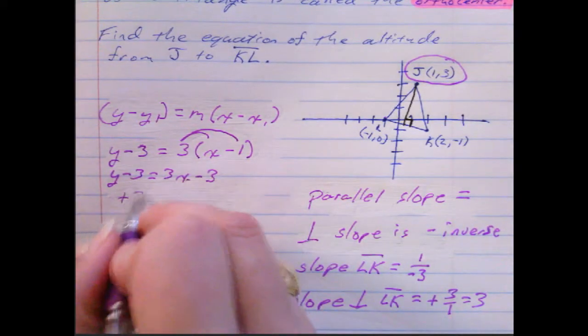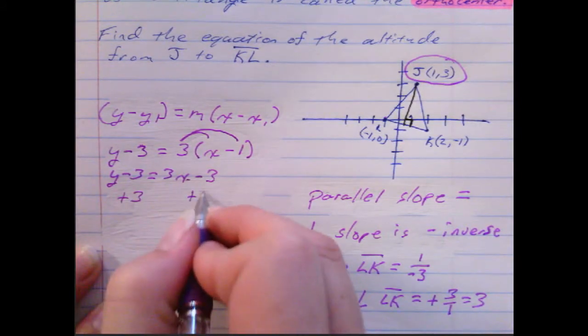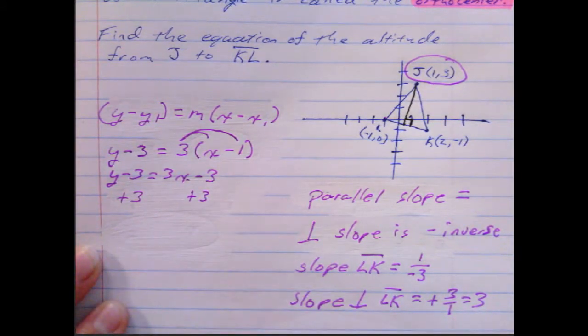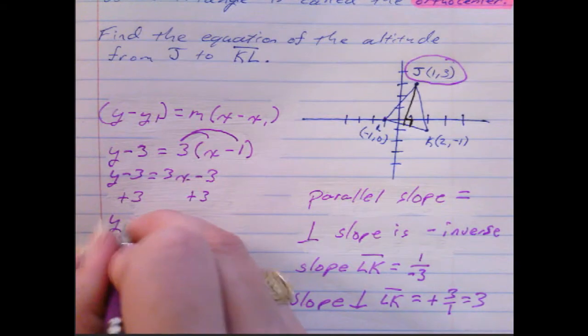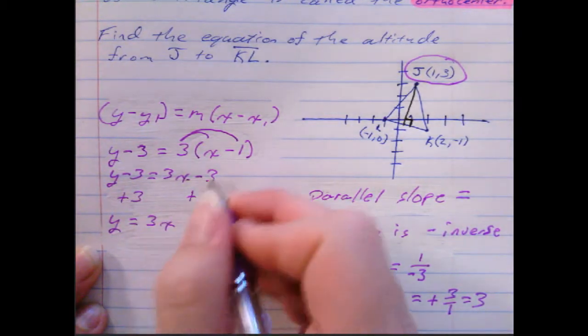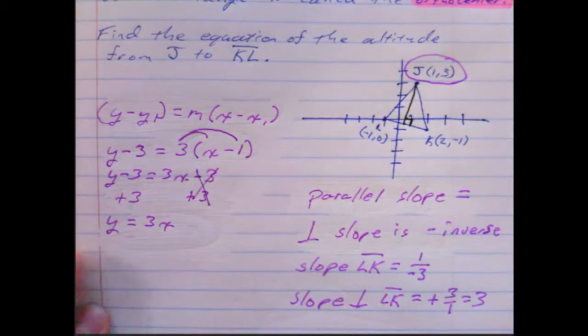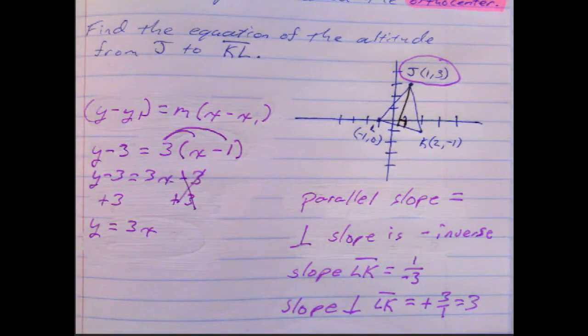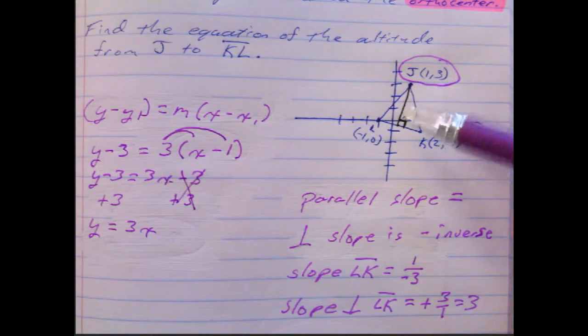Then we're going to add 3 to both sides because we're trying to solve for y. Whenever you write an equation, we want to solve for y. So y equals 3x. And then these 3's cross out. So you're just left with y equals 3x. And that's your equation for that line that goes from J and is perpendicular to LK.